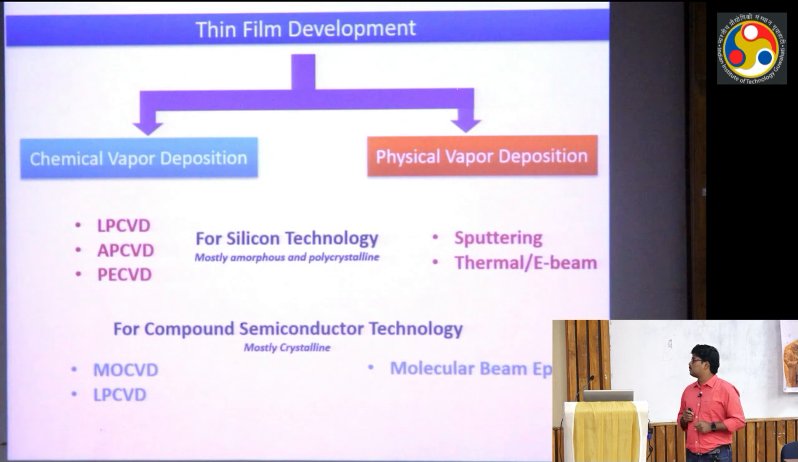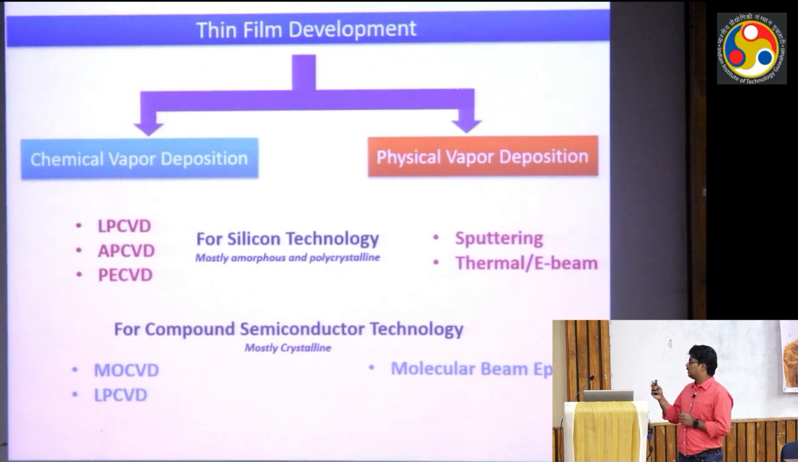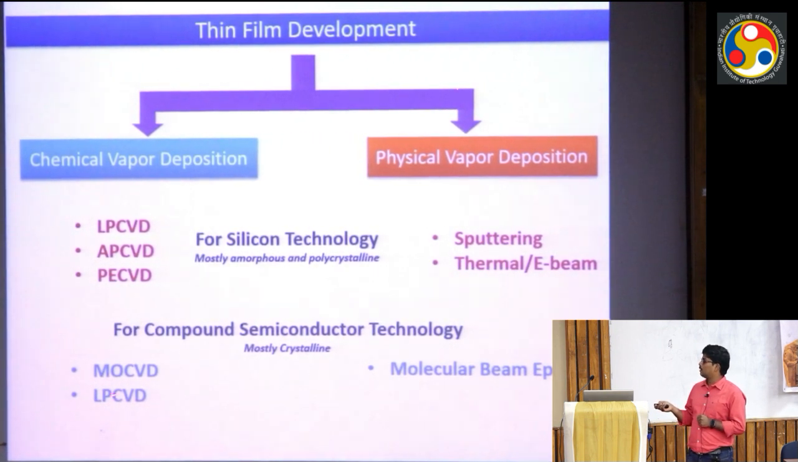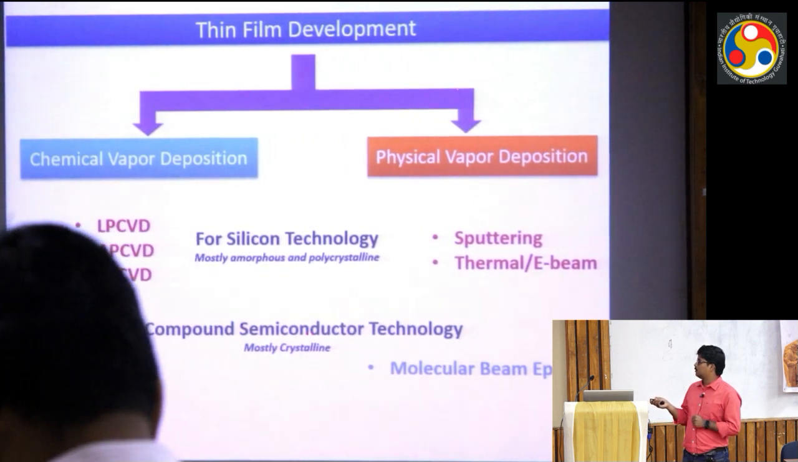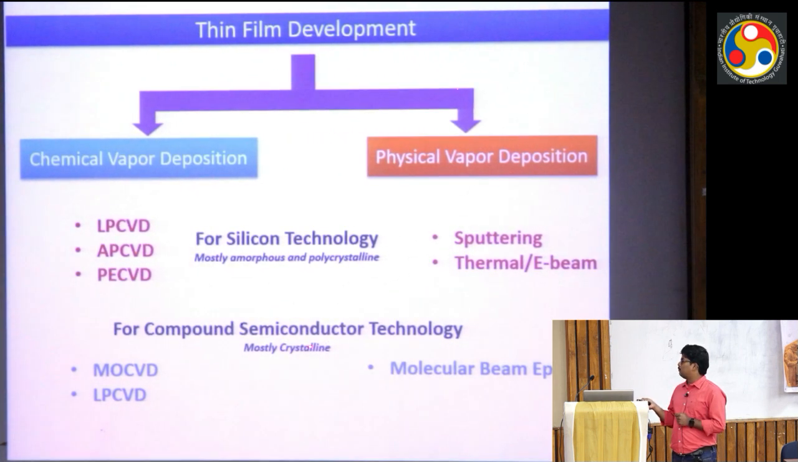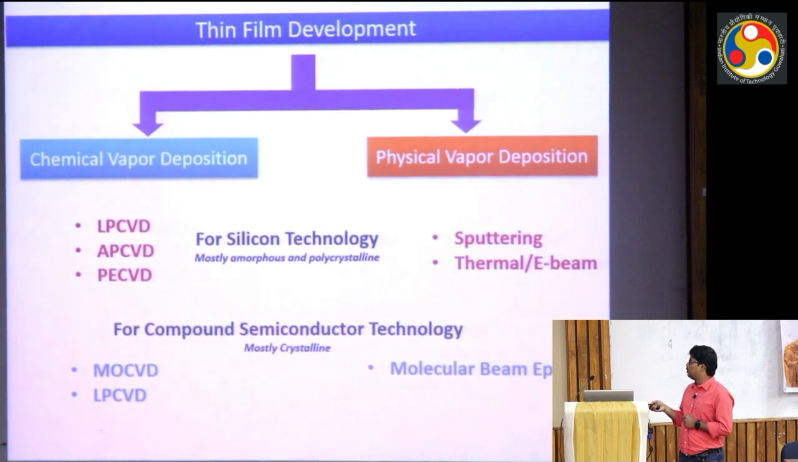Now when it comes to compound semiconductor technology development, that means where we have two different types of atoms, like gallium nitride or gallium oxide, there in case of CVD, we use metal organic chemical vapor deposition, or low pressure CVD. And here our objective is mostly to develop the crystalline layer. So see how these different types of materials we are developing using different CVD as well as PVD techniques. And again, when developing this compound semiconductor, in case of physical vapor deposition or PVD, we have a MOCVD-like technique, that is molecular beam epitaxy.